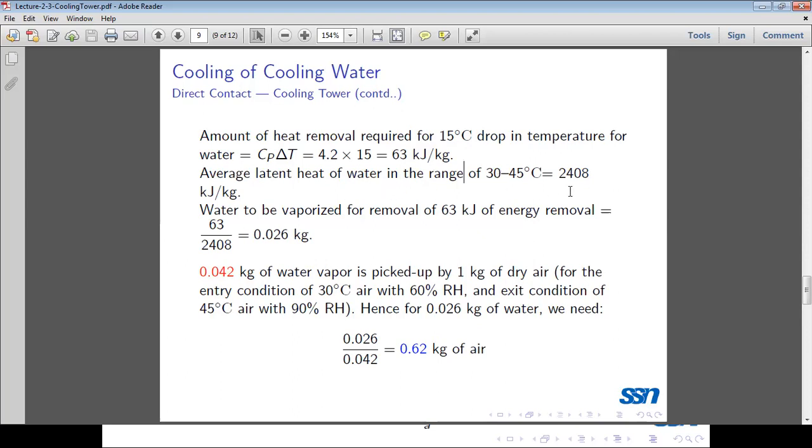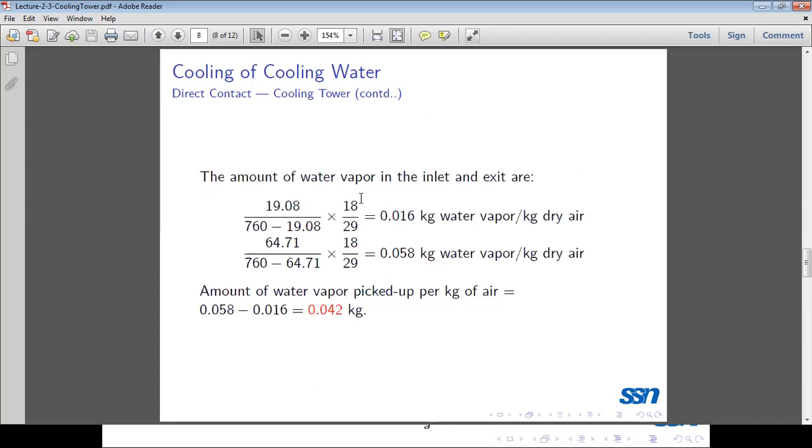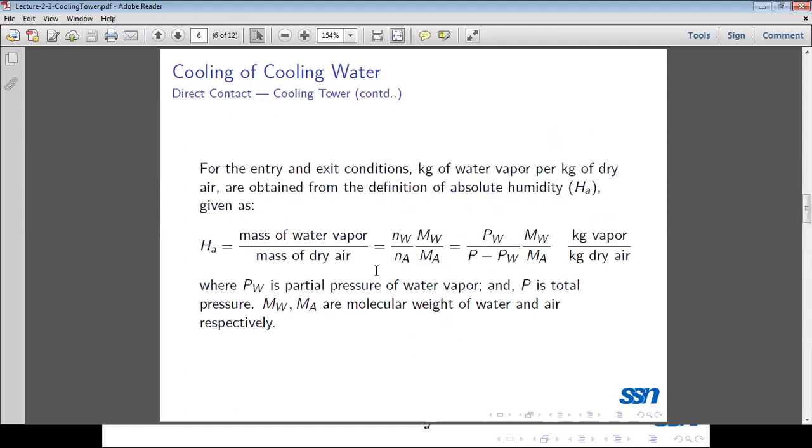And in terms of latent heat, we need to know about this latent heat data. In the range of 30 to 45 degrees Celsius, this is the latent heat of vaporization, which is for water to turn to water vapor, roughly about 2400, or you can say 2500 or 2250 kilojoules per kg. This data you normally get from what is called a steam table. Maybe you will be using this in your basic mechanical engineering course. So water to be vaporized, we need to remove 63 kilojoules. We are simply making a basis of 1 kg of water entering, and from 1 kg of... where is the basis, let me check it.